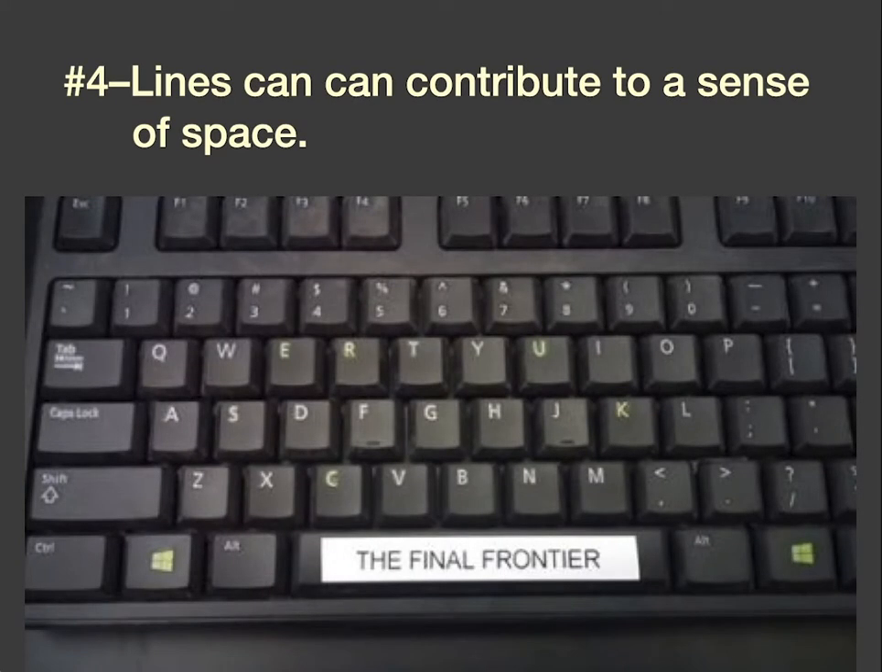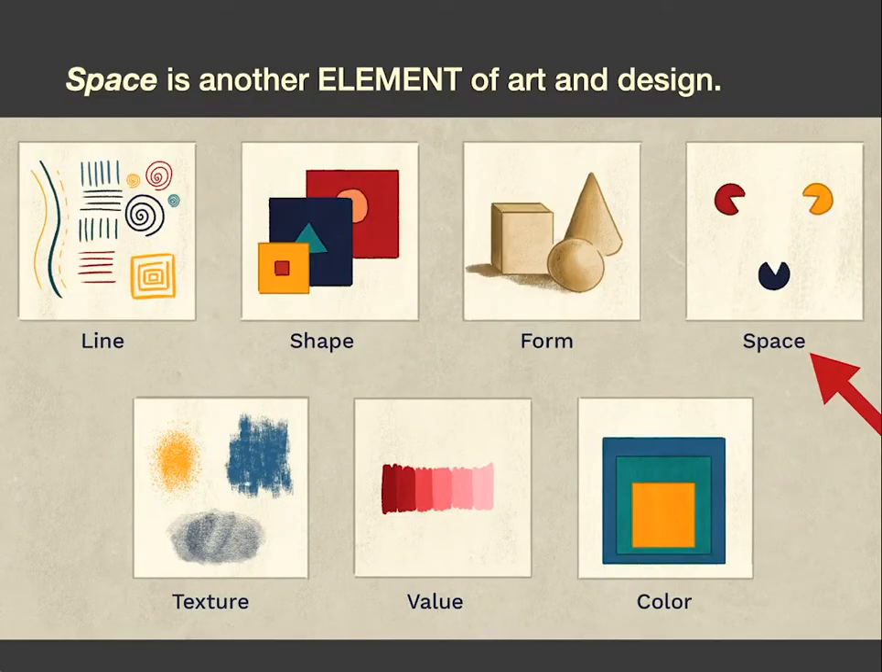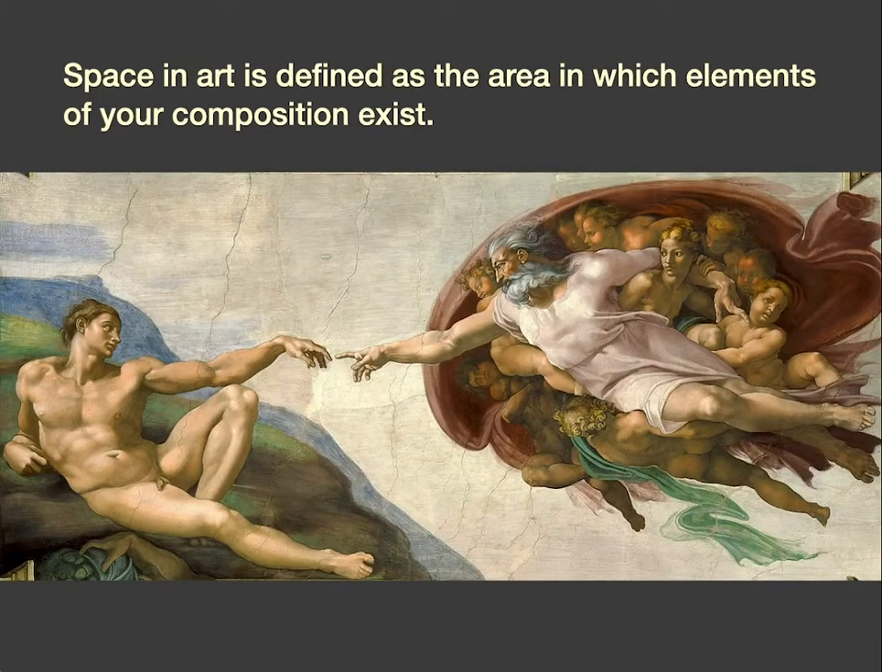So in addition to defining shape and form, to creating an emotional or intellectual response, and to helping create movement, another thing that lines are really good at is creating a sense of space. They can contribute to the sense of space in our artwork. Now, you may remember that space is another of our elements of art and design. We define space in art as being the area in which the elements of your composition exist. Now, that's a really sort of nebulous and general definition, so let's drill down in that a little bit.